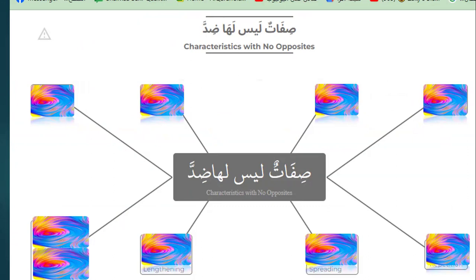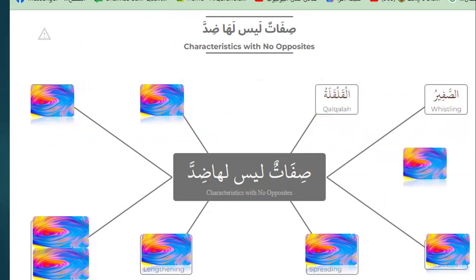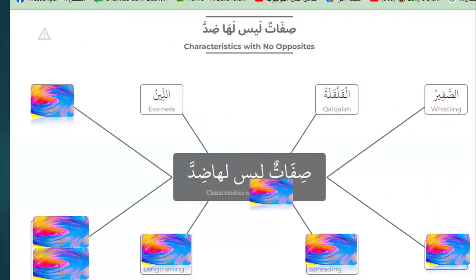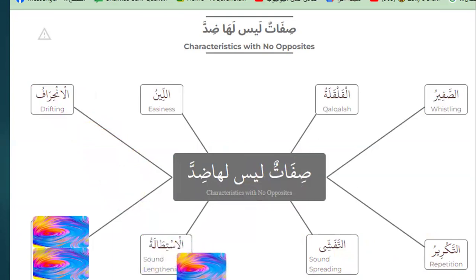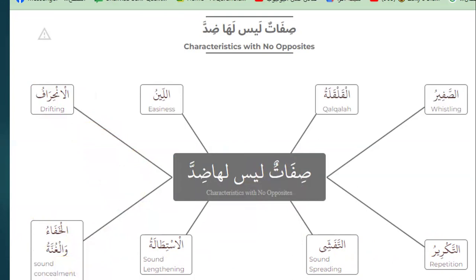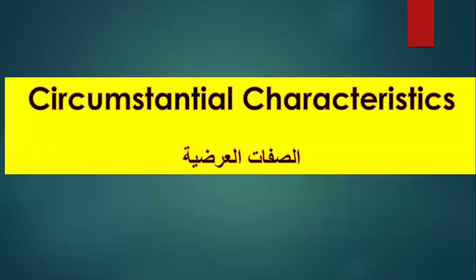Characteristics without opposites. Number one, whistling, safir. Number two, qalqala. Number three, leen. Number four, drifting, al-inhiraf. Number five, repetition, al-takrir. Number six, sound breathing, al-tafashi. Number seven, sound lengthening, al-istitala. Number eight, sound concealment and nasal sound, al-khafa wal-ghunna.